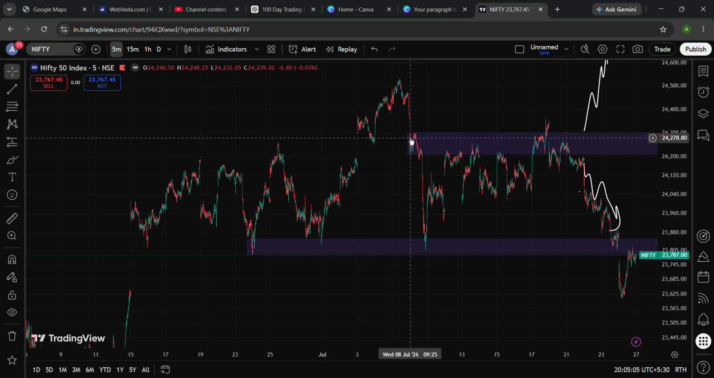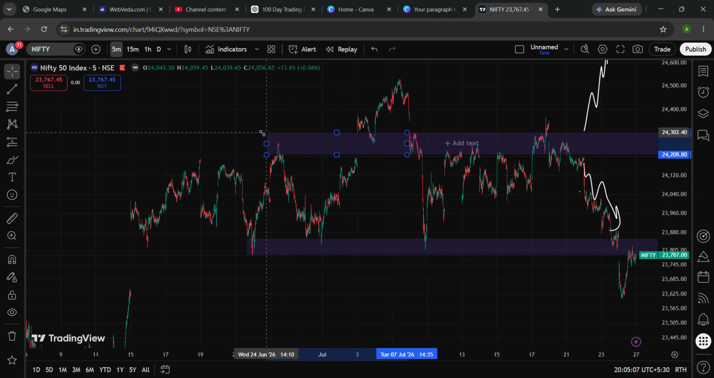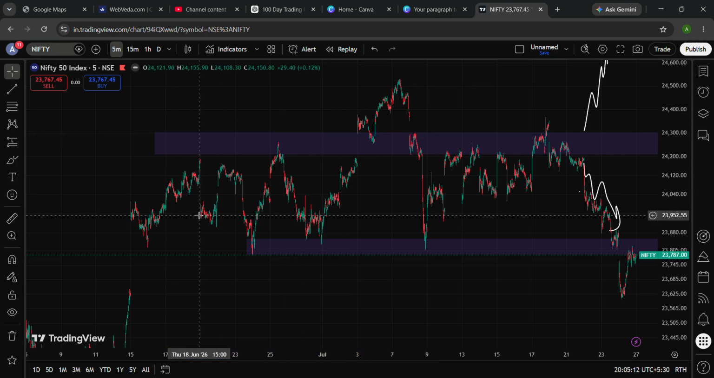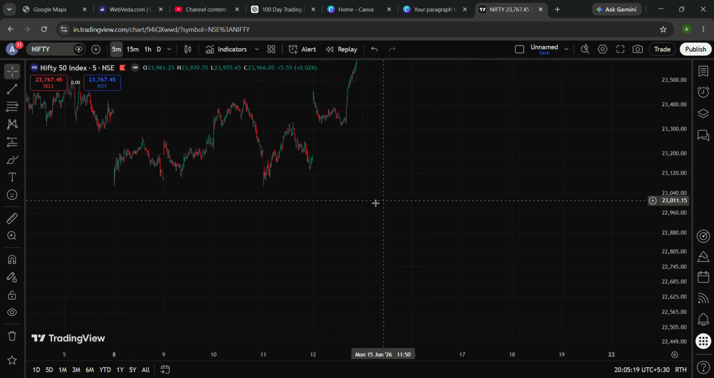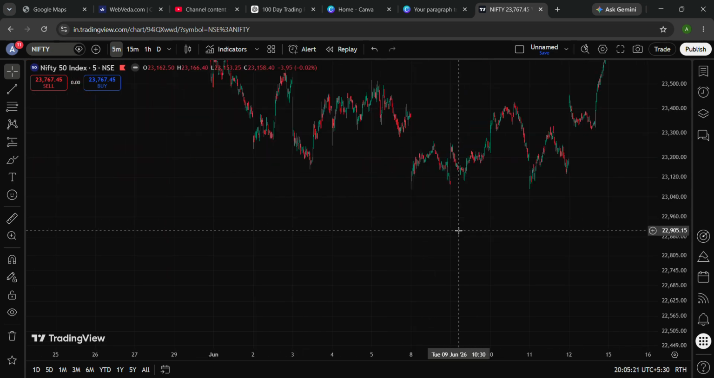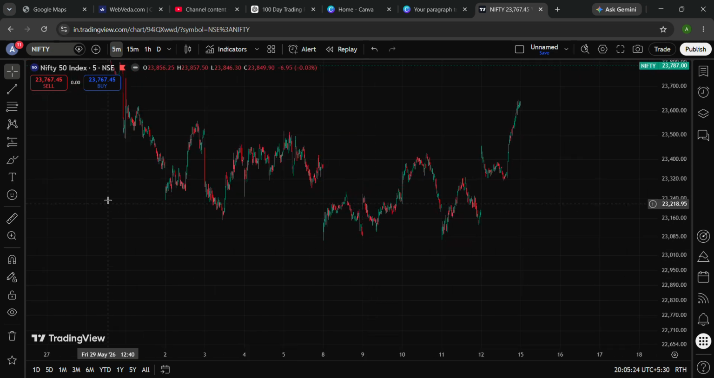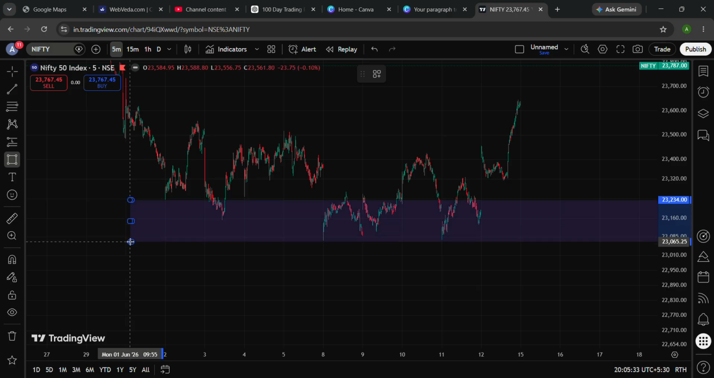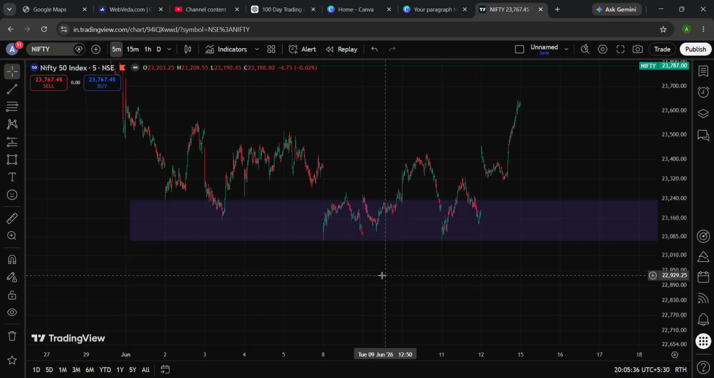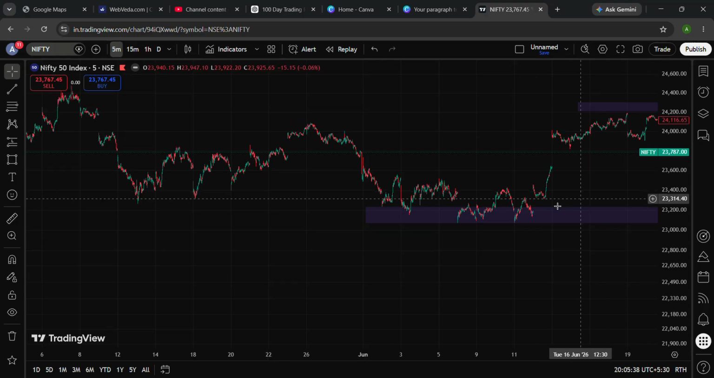If you want to expand it, you can also do it. That's how you can see. Okay, so this is the proper resistance position for us, and this is the proper support position for us. If you see that the price is taking support from here multiple times, you have to put it very closely and just drop this. So this is a proper support position for us.